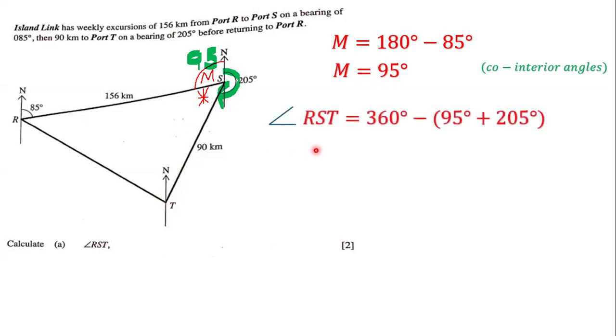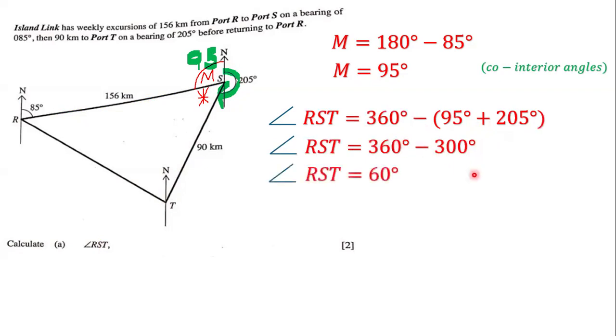So we have 360 minus the sum of 95 and 205, and 95 plus 205 is 300. So we have 360 minus 300, which is 60 degrees. So this angle right here is 60 degrees. So RST is equal to 60 degrees. And 60 degrees plus 95 plus 205 add up to 360 degrees. That's our answer for this question.